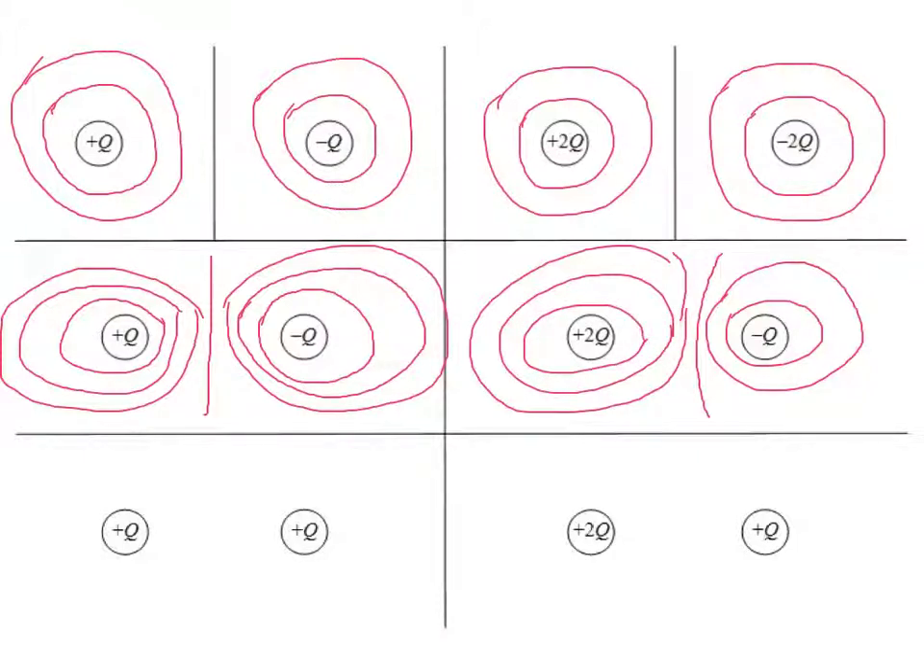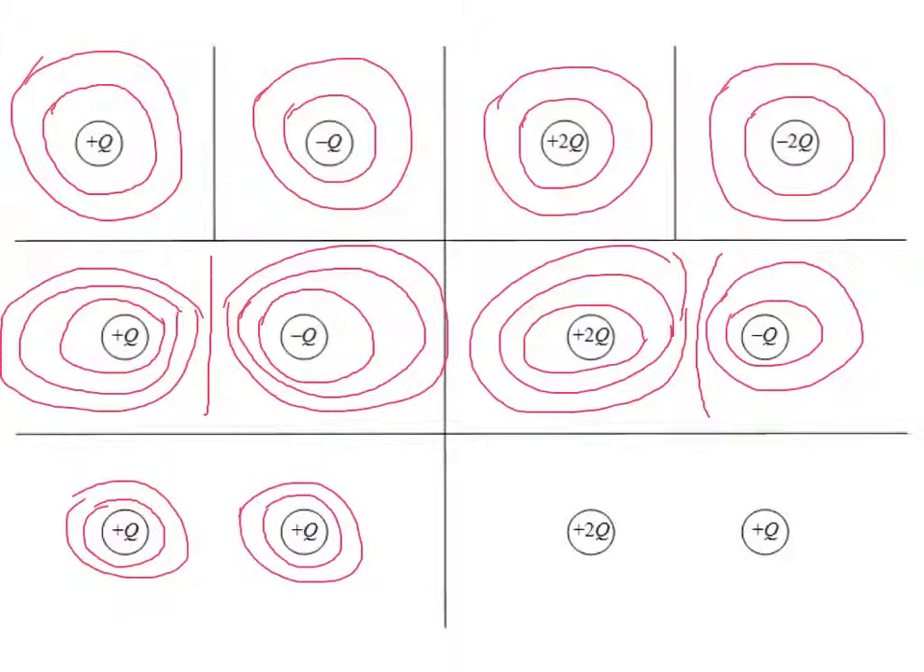When you have two positive charges, the equipotential surfaces, as you're close to the charges, are just kind of circles around the charges. But as you get a little bit further out, it's actually a surface that kind of wraps around both charges, kind of like this.